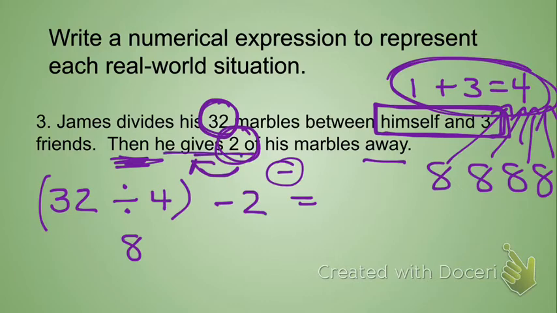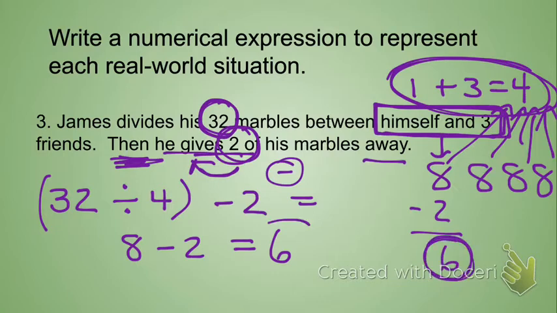It said he gave 2 of them away, minus 2, for a grand total of 6. So if this here is James, it would be 8. He took 2 away. He has a grand total of 6 left over. So if you think of that, kind of picture that in your mind, 32 marbles, split it among 4 people, and then take 2 away from that, what's left over.